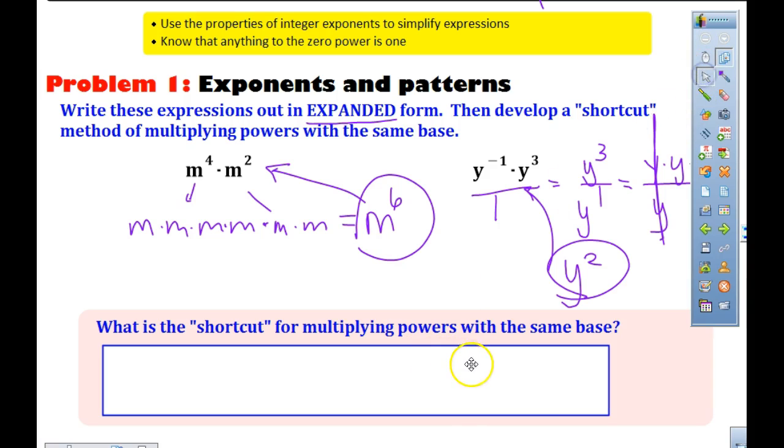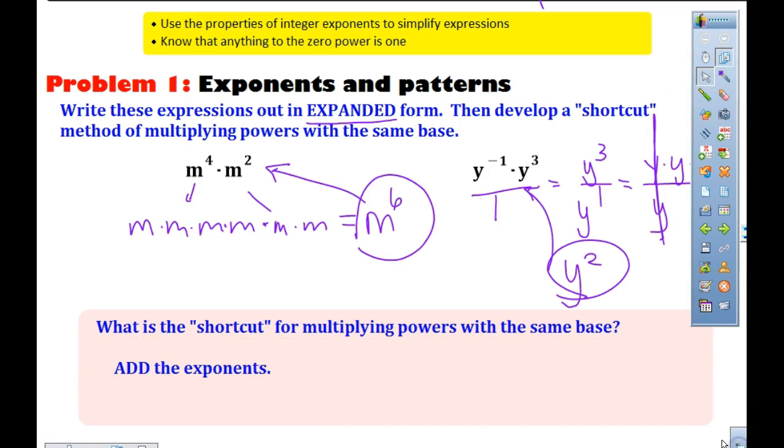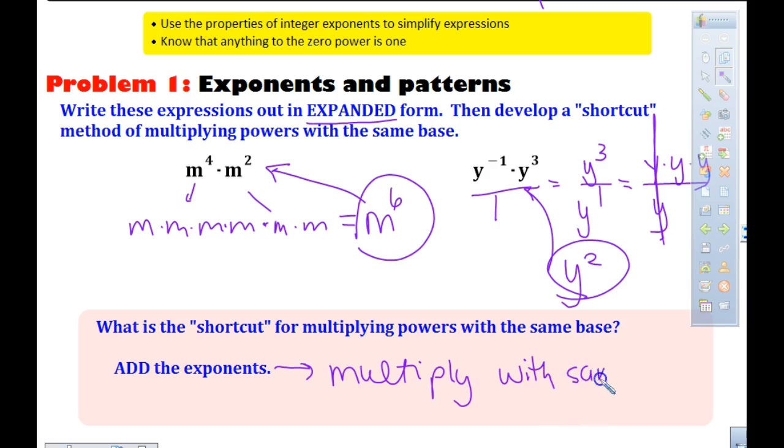What we want to write down, the shortcut, is when the base is the same, we add the exponents. So we add the exponents when you multiply with the same base, and that is huge. With the same base. If one's an x and one's a y, you can't add the exponents. You can only do it when you have exactly the same base. Okay? Questions at all?